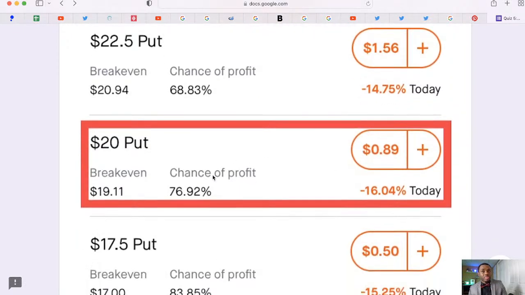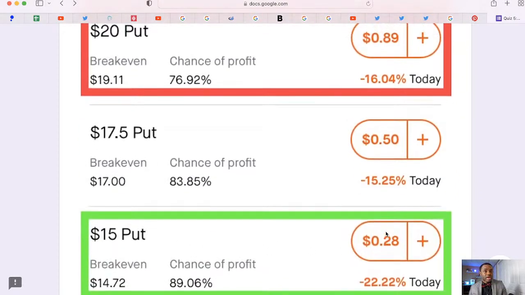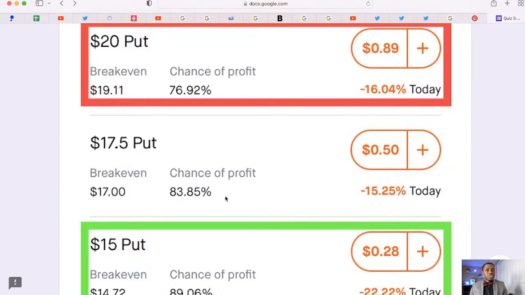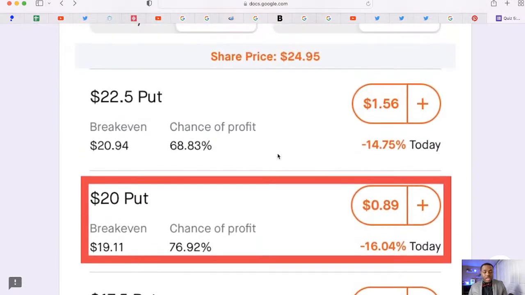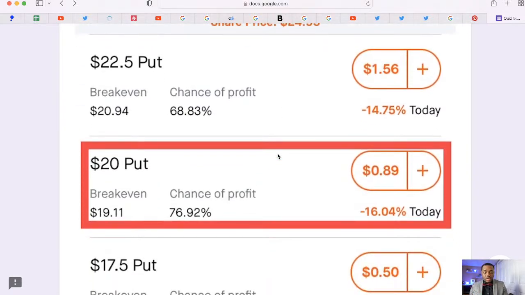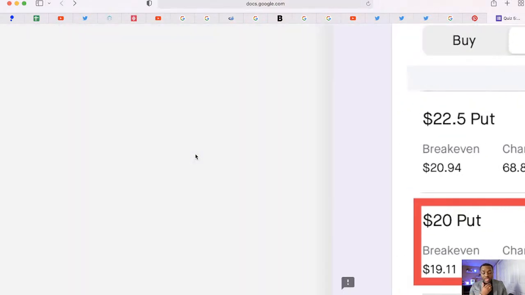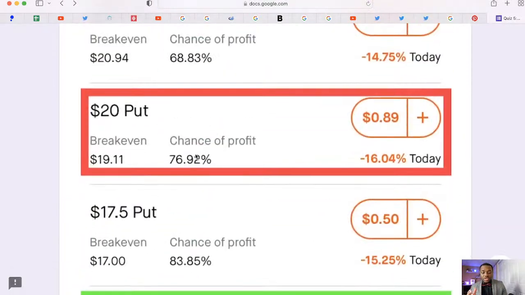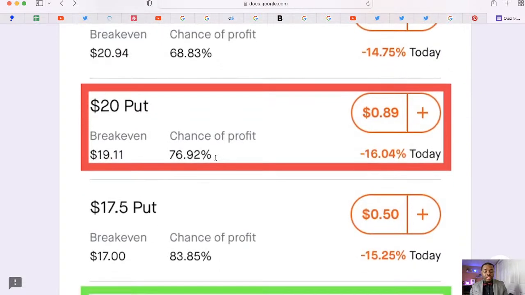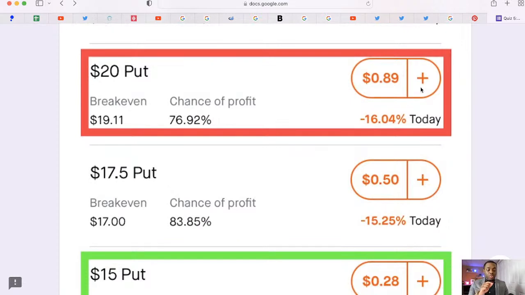So look at this $20 premium. The $20 put right here, the premium is $89. But the $15 put, the premium is only $28, right? And in that same line of reasoning, as you go up in strike, the premium gets higher too, right? So if you get into this kind of a contract, what's important to know is the higher the strike, the more risk you're taking. I just X'd out of everything that I just did. So let me go back. The higher the strike, the more risk that you are taking. Okay? So more risk equals more reward.